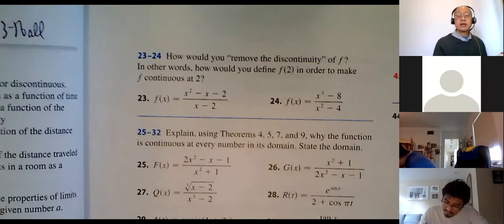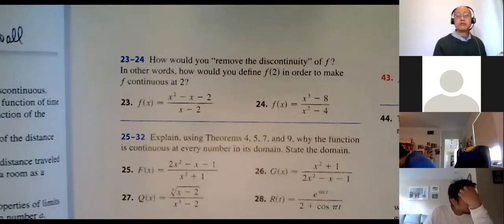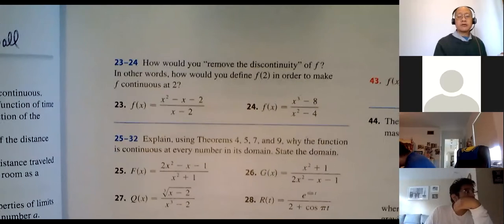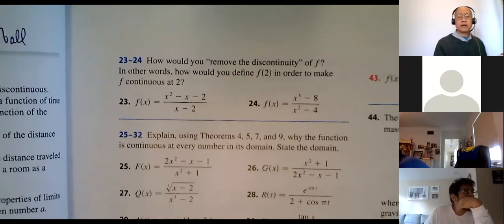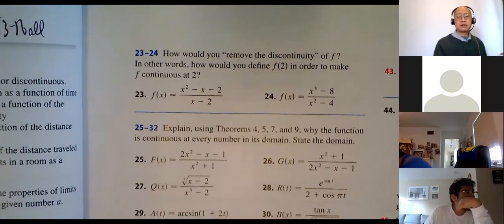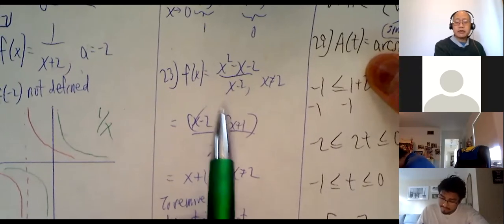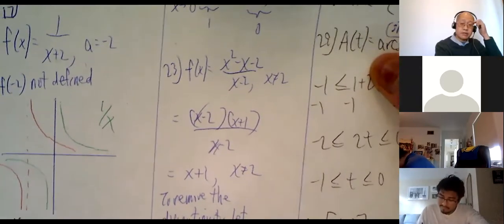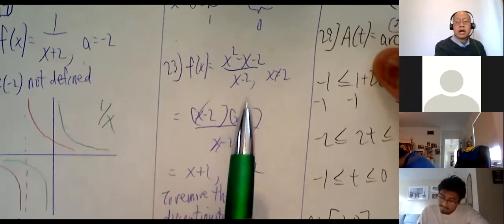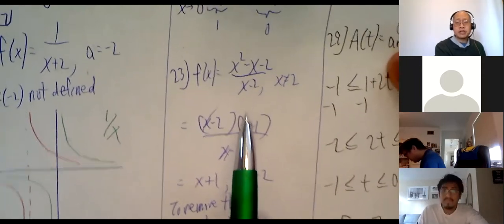Now 23. How would you remove the discontinuity of f? In other words, how would you define f of 2 in order to make f continuous at 2? So this function is not defined at x equals 2, which means it's not continuous at x equals 2. How would you define f of 2 so that the function is continuous?